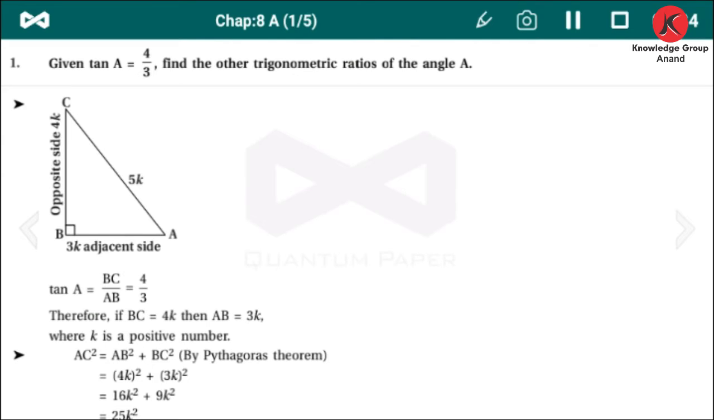We have given tan A, then find sine, cos, sec, cosec and cot. Tan A is equal to 4 by 3.